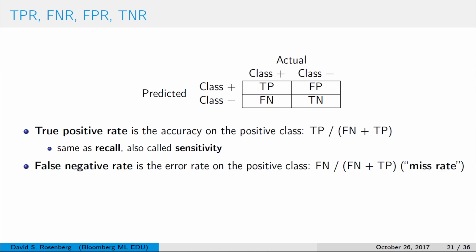All right. False negative rate, again, this is confusing, right? This is the error rate on the positive class. The true positive rate is the accuracy in the positive class. False negative rate is the error on the positive class. So one is 1 minus the other one.